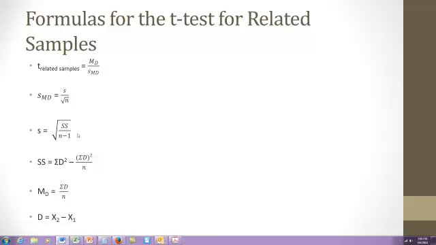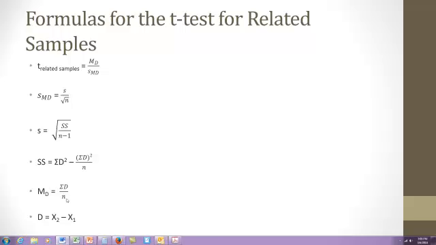Remember, we're not worried about scores, we're worried about differences now between time 1 and time 2, or between each person and each pair. So sum of D squared, you'll have to square every single difference and add it together, minus the sum of D quantity squared, so you'll add up all the differences and square that, divided by n, which is the sample size. Then this is the mean difference, which is the sum of all the differences divided by how many different pairs or how many different people are in your sample.